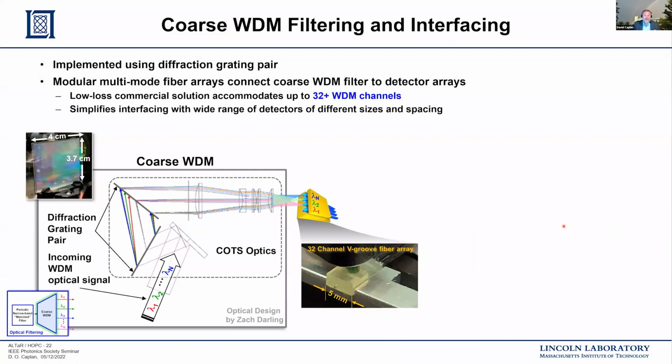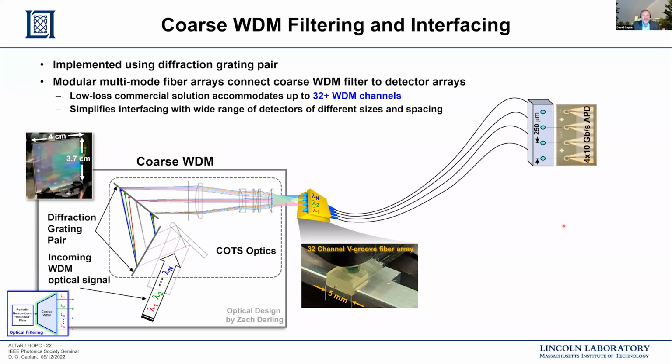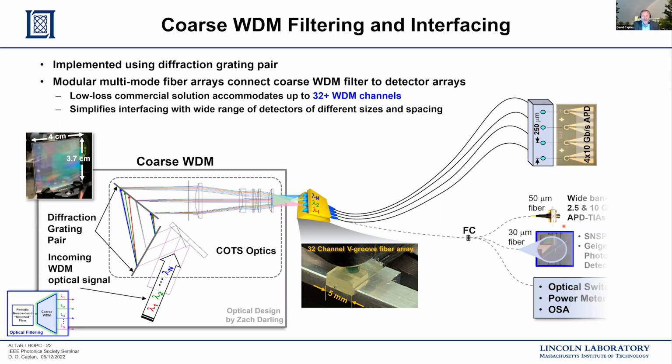So in our next iteration of the design, we coupled the output of our coarse WDM into a V-groove array, which supports 32 channels of multi-mode optical fiber, which allows for efficient coupling from the atmospheric channel, and also allows us to interface with a variety of different detectors, such as commercial high-speed photodetectors, an array of superconducting nanowires or Geiger mode detector arrays, as well as a test port, which allows for efficient characterization of our design.